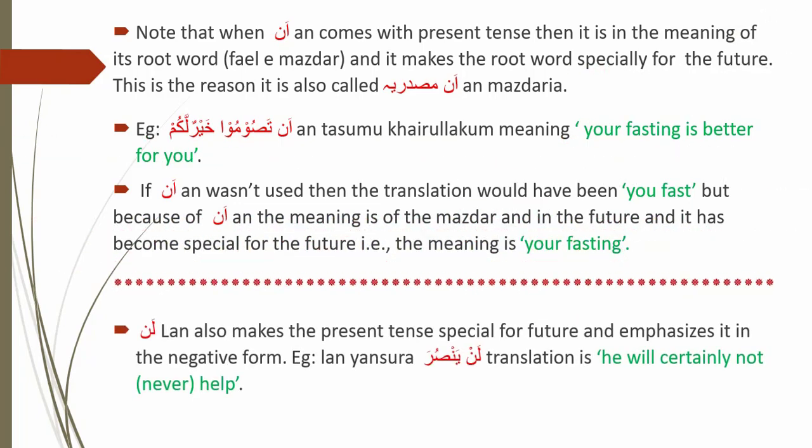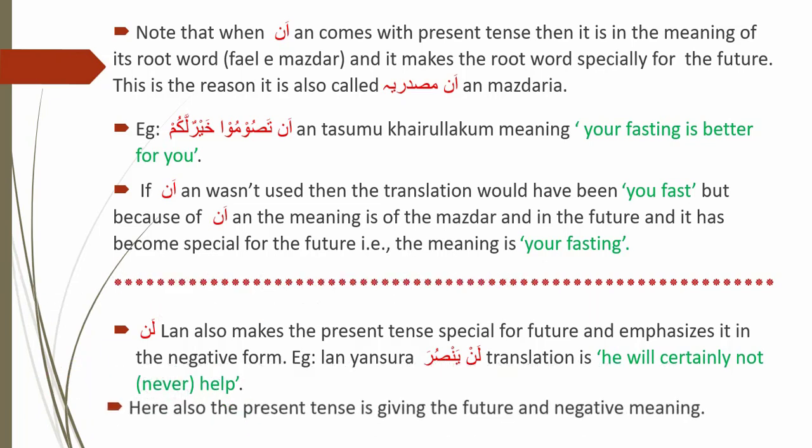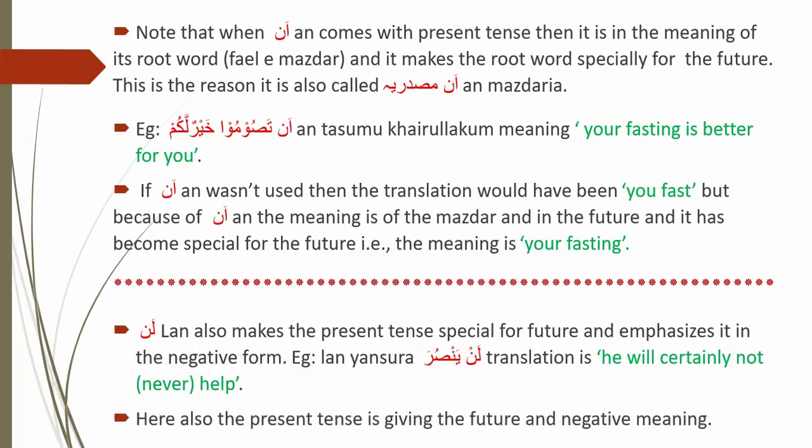Lan also makes the present tense special for future and emphasizes it in the negative form. Example, lan yansura. Translation is, he will certainly not or never help. Here also the present tense is giving the future a negative meaning.